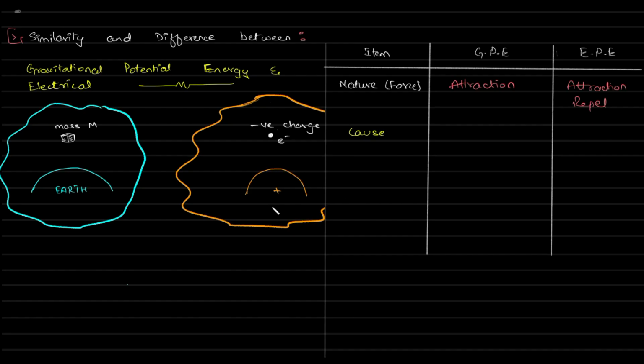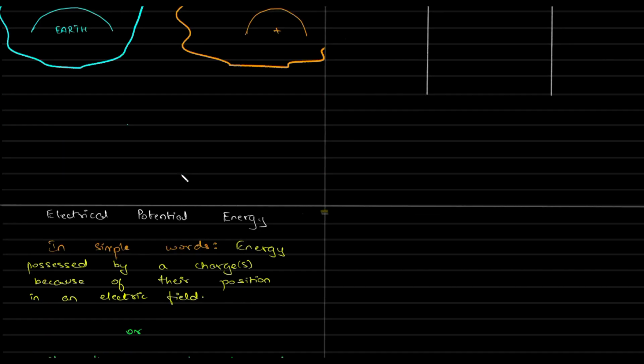So what is the cause of this? The cause of gravitational potential energy is anything to do with mass. Any object with mass will pull any object with mass. When it comes to electrical potential energy, it has to do with charge. Any object or charge, in the presence of another charge, will get either attracted or repelled. So these are the fundamental aspects of gravitational and electrical potential energies.